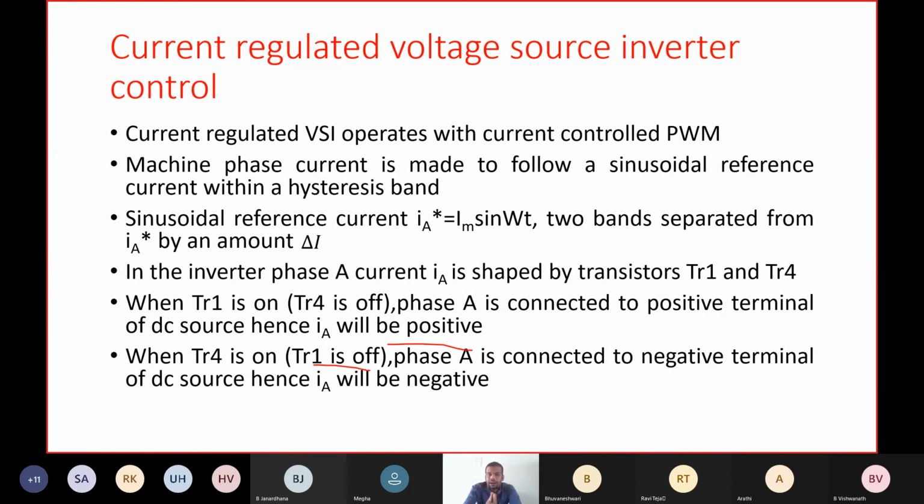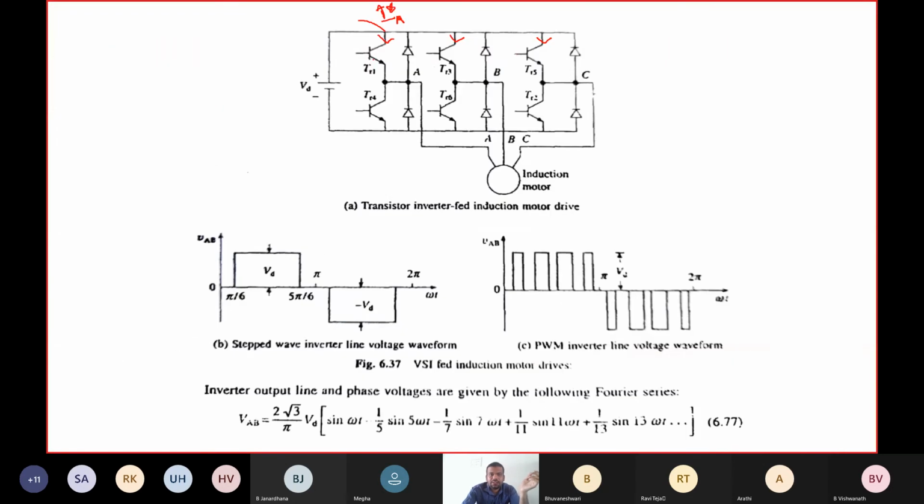Here we are considering sinusoidal reference currents. These current regulated VSI are fed with our current controlled PWM. This is the standard. We are supplying the sinusoidal reference currents, that is IA star, IB star and IC star. This is our module, our standard VSI, which we studied in the first session of this module.